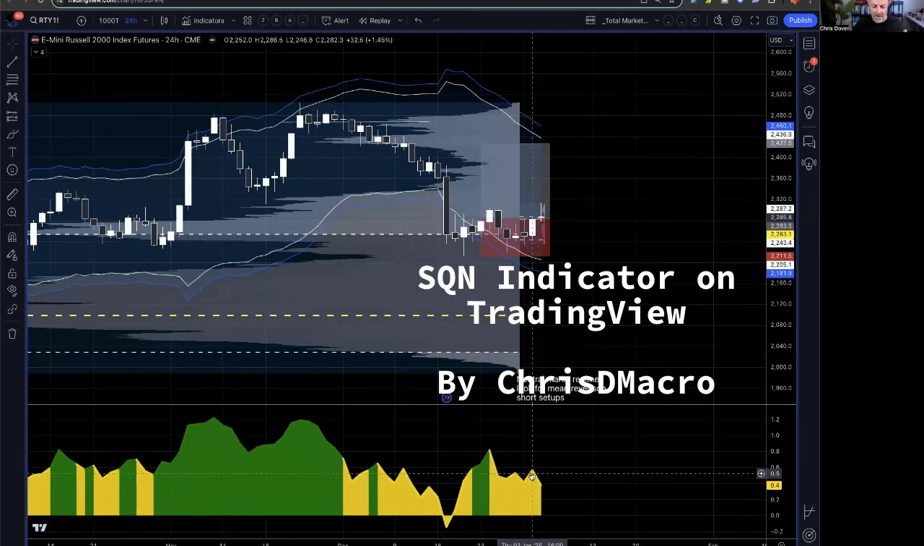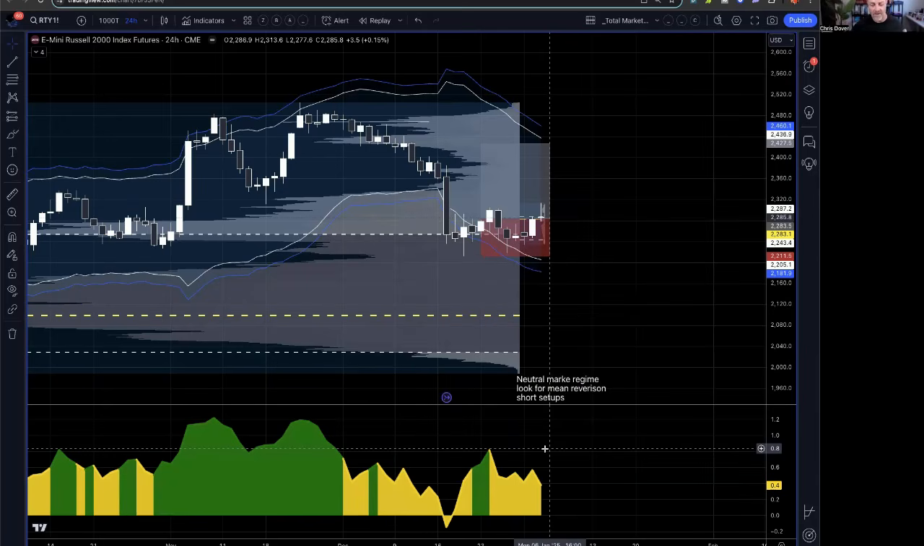Now, I'm using the SQN indicator, which you can get for free. I wrote it. It's on TradingView. Go search SQN for indicators. It'll say SQN Christie Macro Fallible. It's free. It's the one that has the most likes on it. It's not saying a lot, but people liked it. You can go and get that for free and add it to your chart.